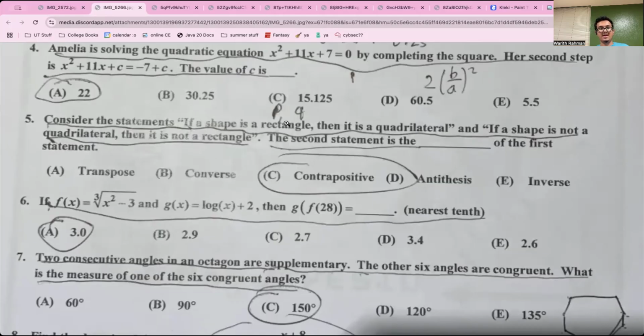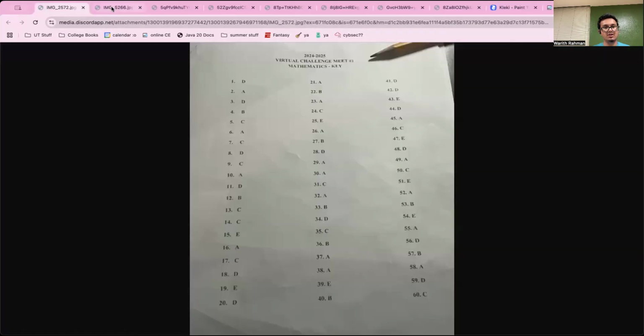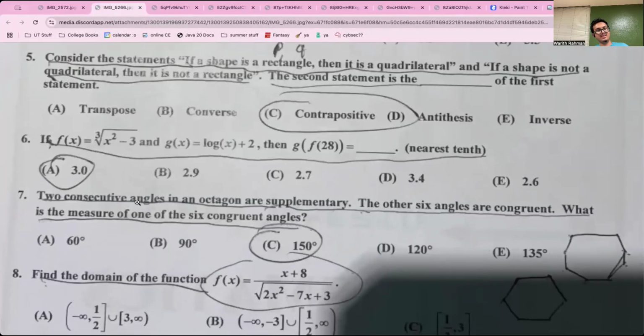And another cool thing is that your original statement and your contrapositive statement will always have the same truth values. So this first statement and this second statement are always going to be the same, regardless of whether our shape is a rectangle, a quadrilateral, a pentagon, whatever. But our inverse or our converse may not necessarily follow that. In this case, they don't. Transpose is not a thing in this context. Antithesis is an English term, which y'all will have to learn maybe at some point, which is unfortunate. But yeah. Okay, 5C.